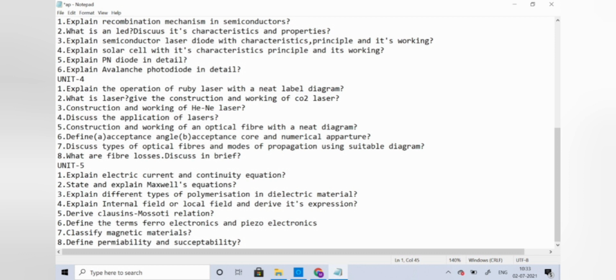You have to learn, you have to see once and go to the exam. And next, explain solar cell with its characteristics, principle and its working. Solar cell, yes, solar cell is also easy. This is also the most important and widely asked question.